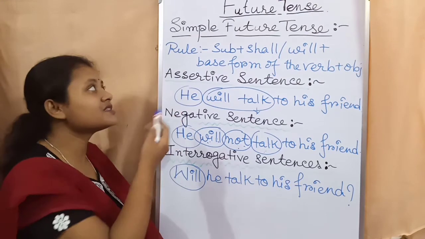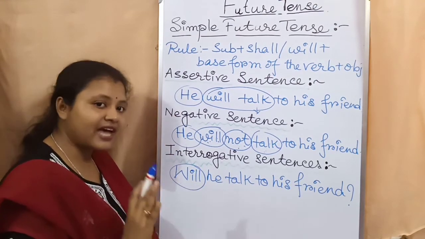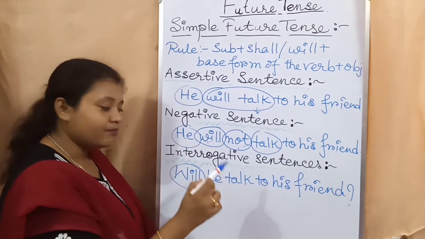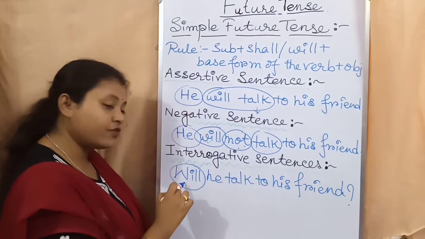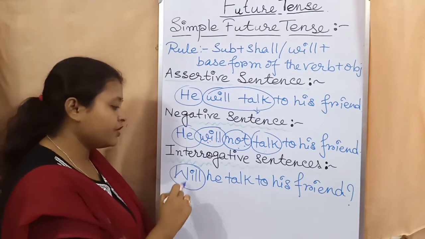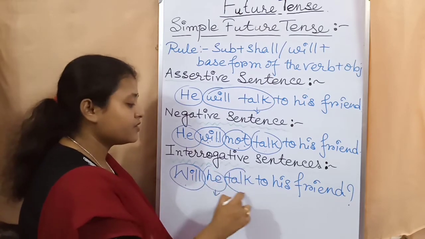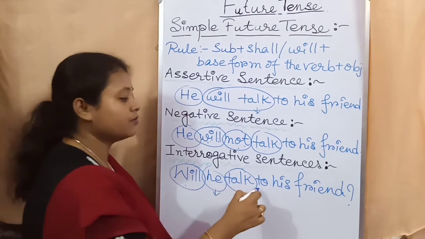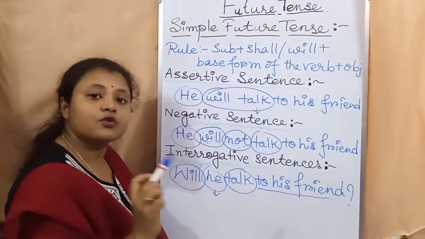So I cannot use any other form of the verb other than shall or will, because we are discussing simple future tense. So shall or will we have to write. That is why will, because it is an interrogative sentence. So I have started the sentence with will, the auxiliary verb. After that, subject. After that, the base form of the verb or the present form of the main verb. Then the remaining portion of the sentence. After that, the question mark.